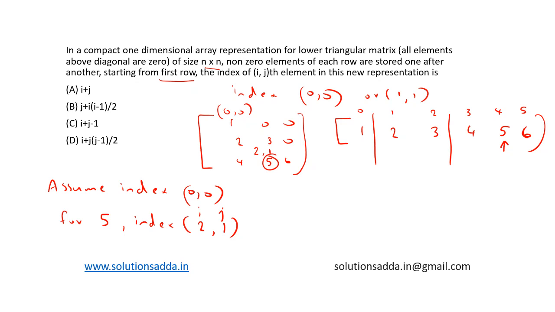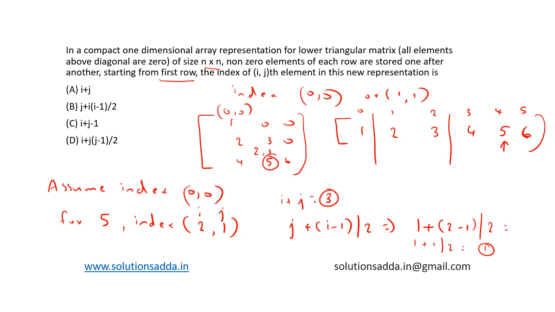So i plus j, 2 plus 1, 3. 3 is not the index. j plus (i minus 1) by 2, which implies 1 plus (2 minus 1) by 2, which is equal to 1 plus 1 by 2, which is equal to 1. This is also not the correct answer.